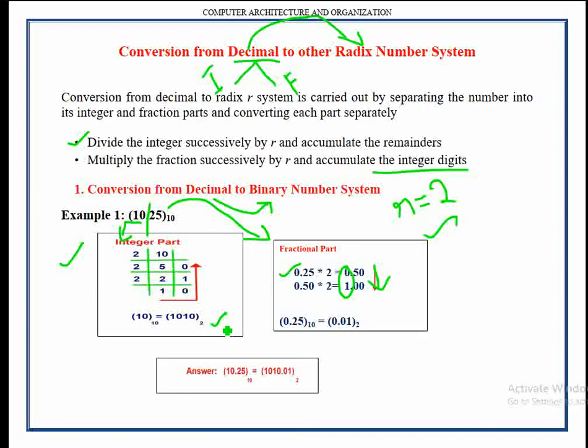So now we have converted the integer part and the fractional part, and for both we got binary equivalent values. Now we can combine these two results to get the final binary equivalent for the given decimal number. Here 1010 is the binary value for the integer part, and 0.01 is the binary value for the fractional part. We combine these two values, and finally we got 1010.01. This is the binary equivalent value for the given decimal number 10.25.